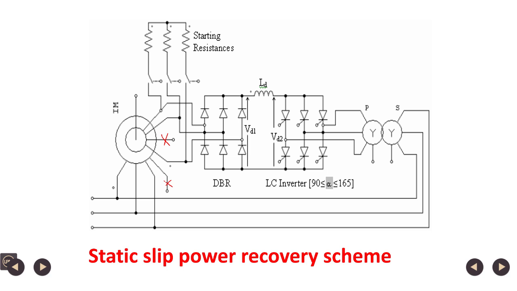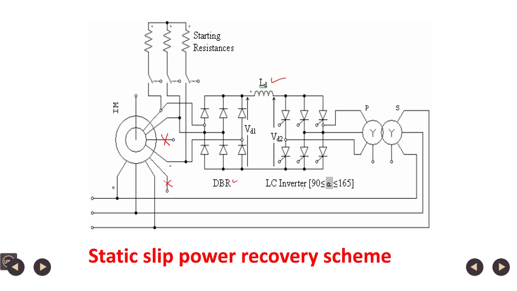So, this is taken from a simulation diagram. The 3 rotor terminals are connected to a 3-phase diode bridge rectifier, and the rotor slip power is rectified. Then there is a filter, Ld. The purpose of the filter is to reduce the ripple in the DC link current and also to avoid discontinuity of current. And then this rectified power is given as input to the line commutated inverter.